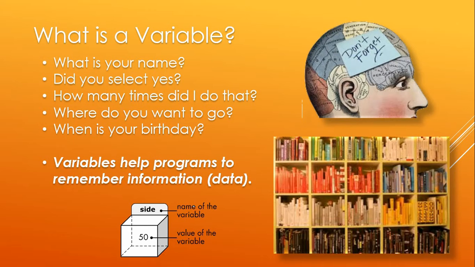So remember, variables help programs to remember information. They're places to store it. So just like our little images here, the bookshelf is constant and its purpose is constant. It's there to hold books. But the books it holds can vary over time. So you can see the little picture at the bottom. We have a variable called side. Its name is side, but the value inside of it could be 50 now, 100 later, and that would be the data held by the variable.